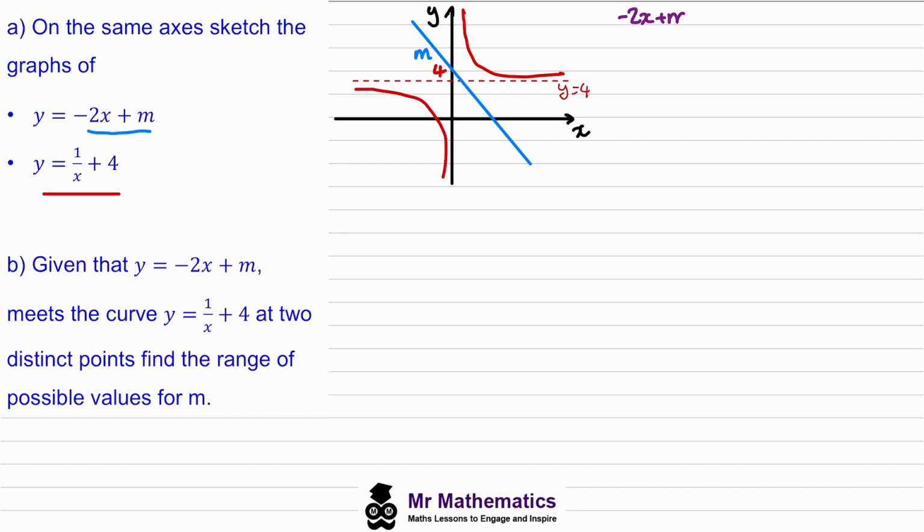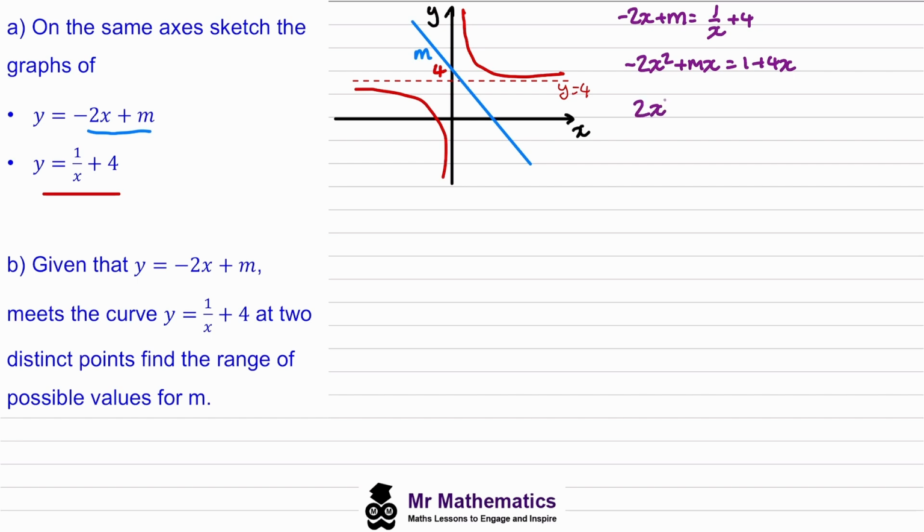So if we begin by substituting this expression for y into here, we get negative 2x plus m will equal 1 over x plus 4. And then we need to multiply both sides of the equation by x to cancel out this division. So we get negative 2x squared plus mx will equal 1 plus 4x. And now we have a quadratic, we can make it equal 0.